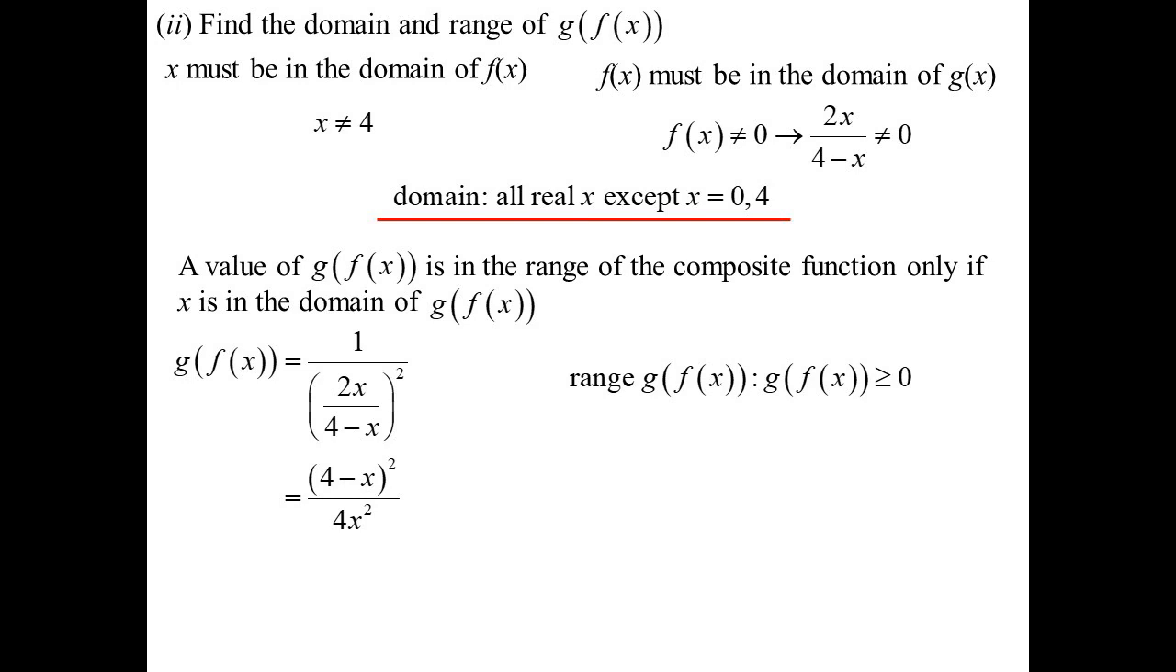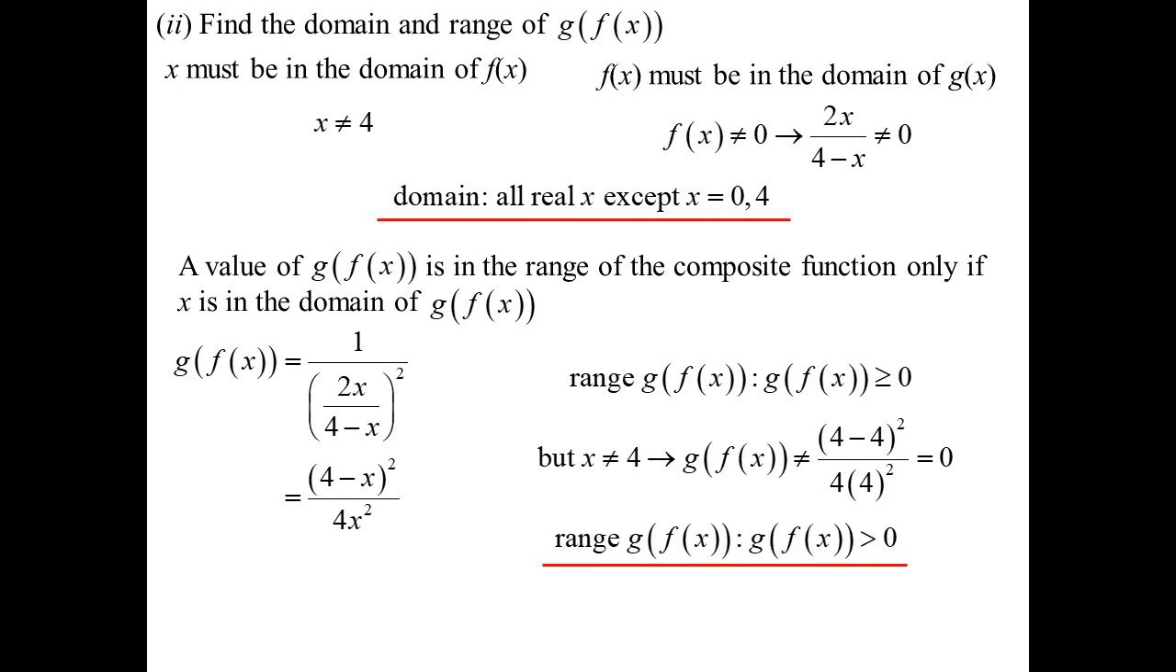So we now have to look at what we excluded. Now if I substitute 0 into this one, well, I wouldn't be able to anyway, so that's not an issue. But I could substitute 4 into this one and get an answer. But we've already determined we can't substitute in 4. So x can't equal 4, so I cannot get the answer of 0. So again, it's a minor adjustment, but instead of being greater than or equal to 0, my range is just greater than 0. So that's how you investigate the domain and range of your composite functions.